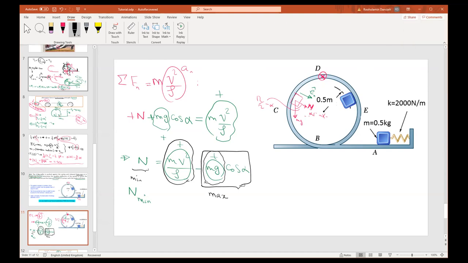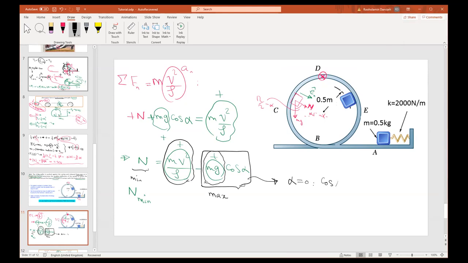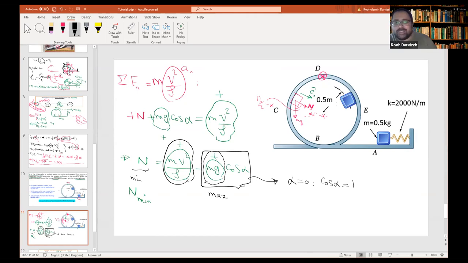Because wouldn't it be when alpha is equal to zero? Exactly. And it happens when alpha is equal to zero, or cosine alpha. And when do you see alpha equal to zero? Alpha is the angle between these two, between the direction of n and the direction of the mg, sorry, the mg and n axis. This kind of here you experience always. Is it clear?